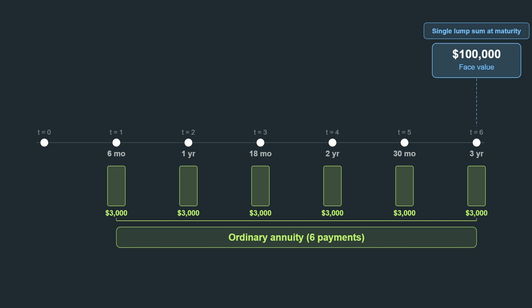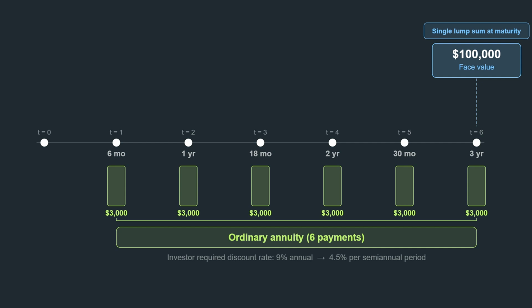So let's assume we're an investor who requires a 9% annual return on this bond. The question is, what would we be willing to pay at issuance? This is a present value problem involving both an annuity and a single lump sum. The annuity consists of 6 semi-annual payments of $3,000, and because they occur at the end of each period, it's an ordinary annuity. The lump sum is the $100,000 face value repaid at the end of 6 semi-annual periods.